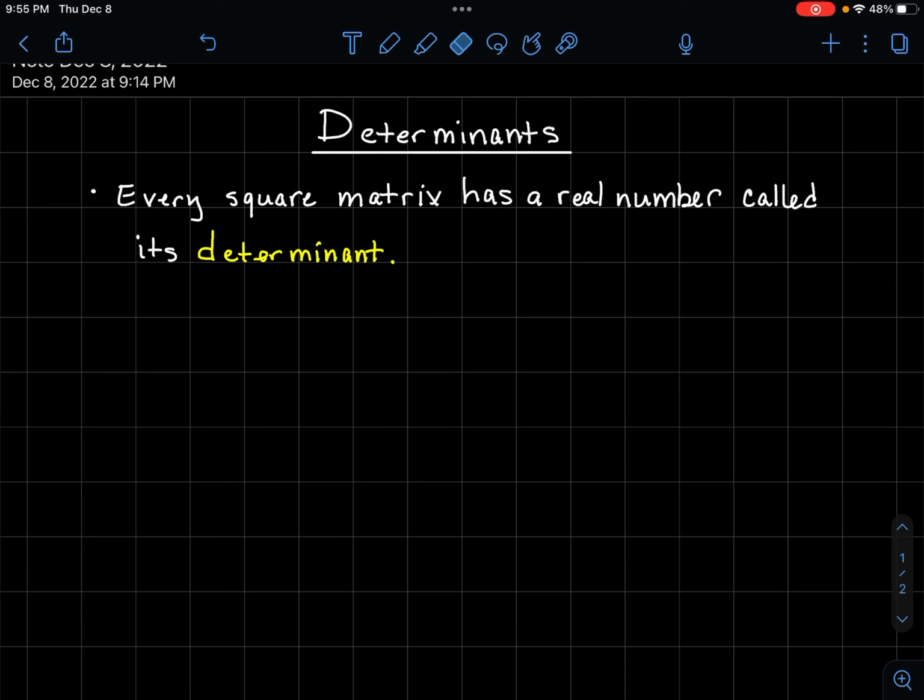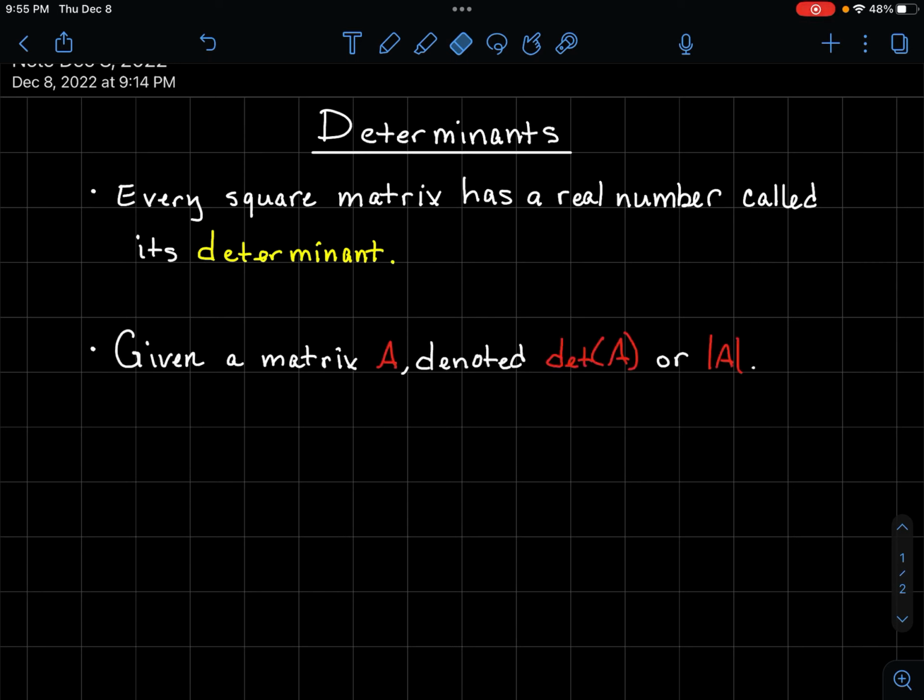In this video, we're going to look at determinants and how we can find determinants of particular square matrices. So what we'll see here is that every square matrix has a real number that we can call its determinant. So what we need to do is to define what a determinant is.